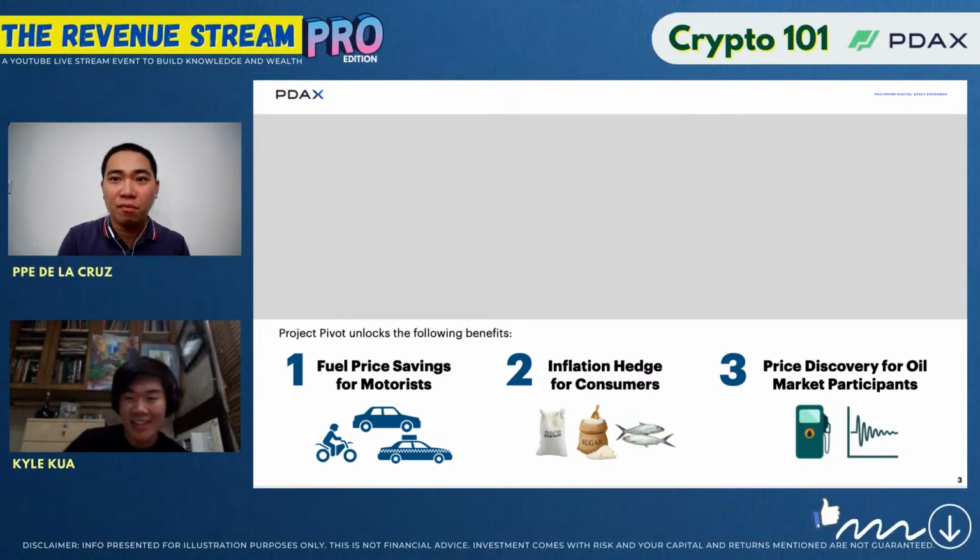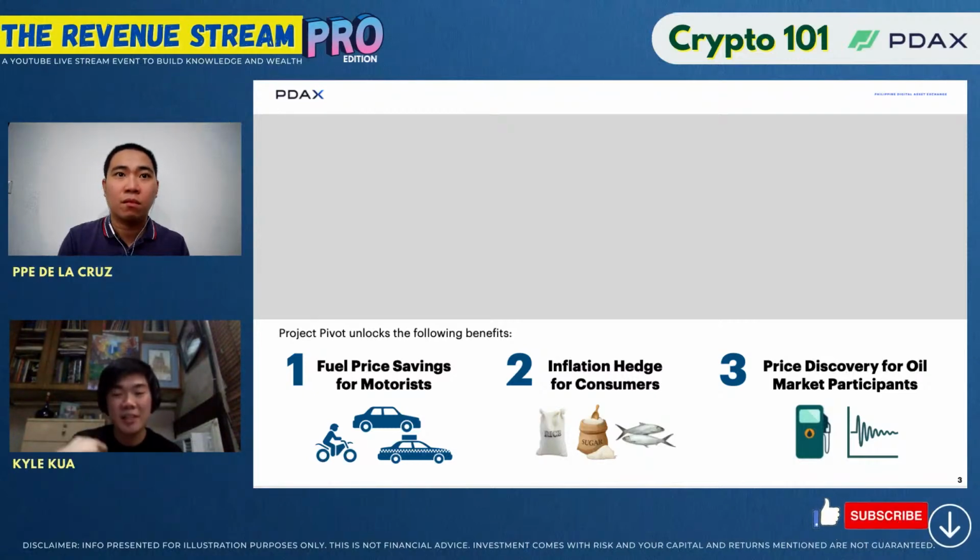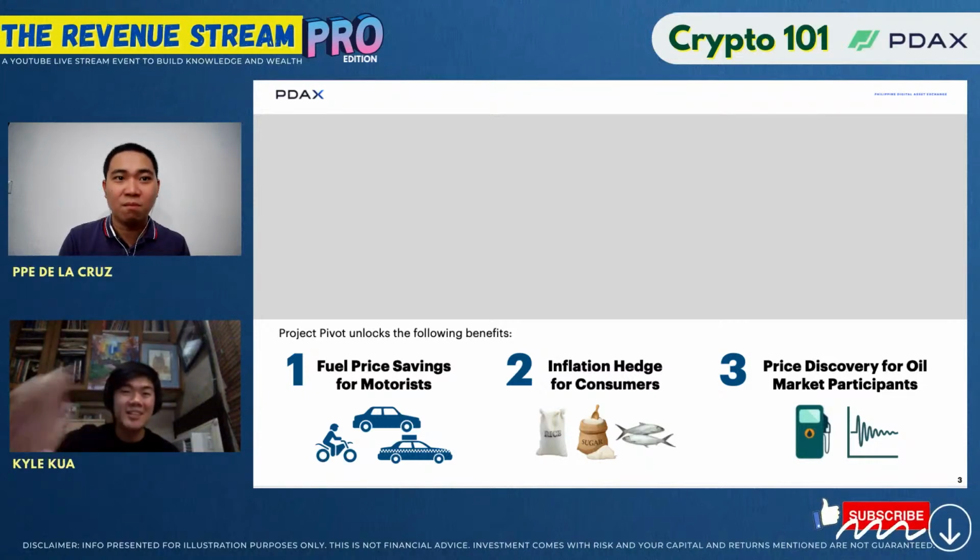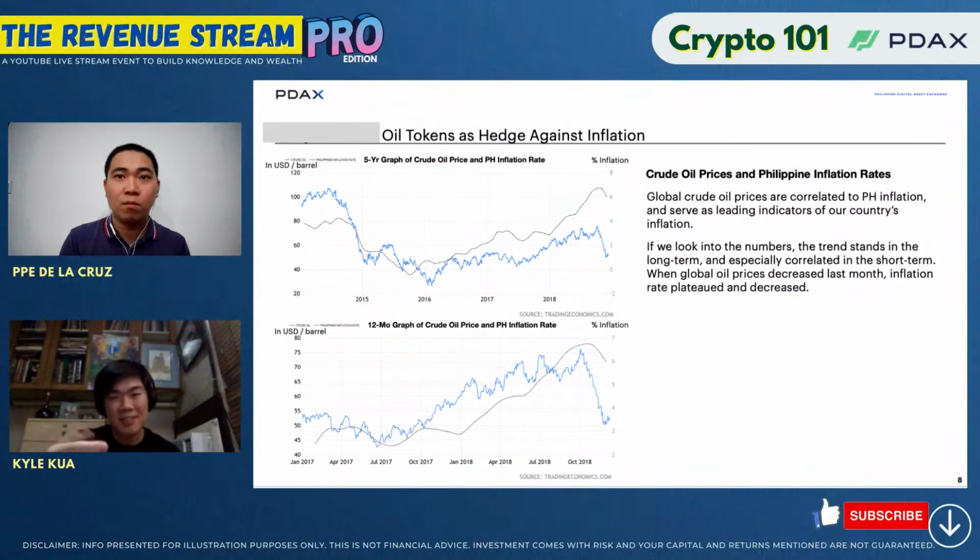Right? And so we found out through analysis that fuel price savings for motorists are there. It's an inflation hedge for consumers. Like you can put your money in oil. If you think it goes up, it will go up, and then you put it back into pesos, right? And then you actually have more purchasing power after. And it's also a price discovery mechanism for institutions. And what's interesting about it is it's not just correlated, but it is a leading indicator for inflation. Right? It goes first, and that's very important, that it is a leading indicator, not a lagging or a simultaneous one, because we could track it and invest in it first before the inflation hits.